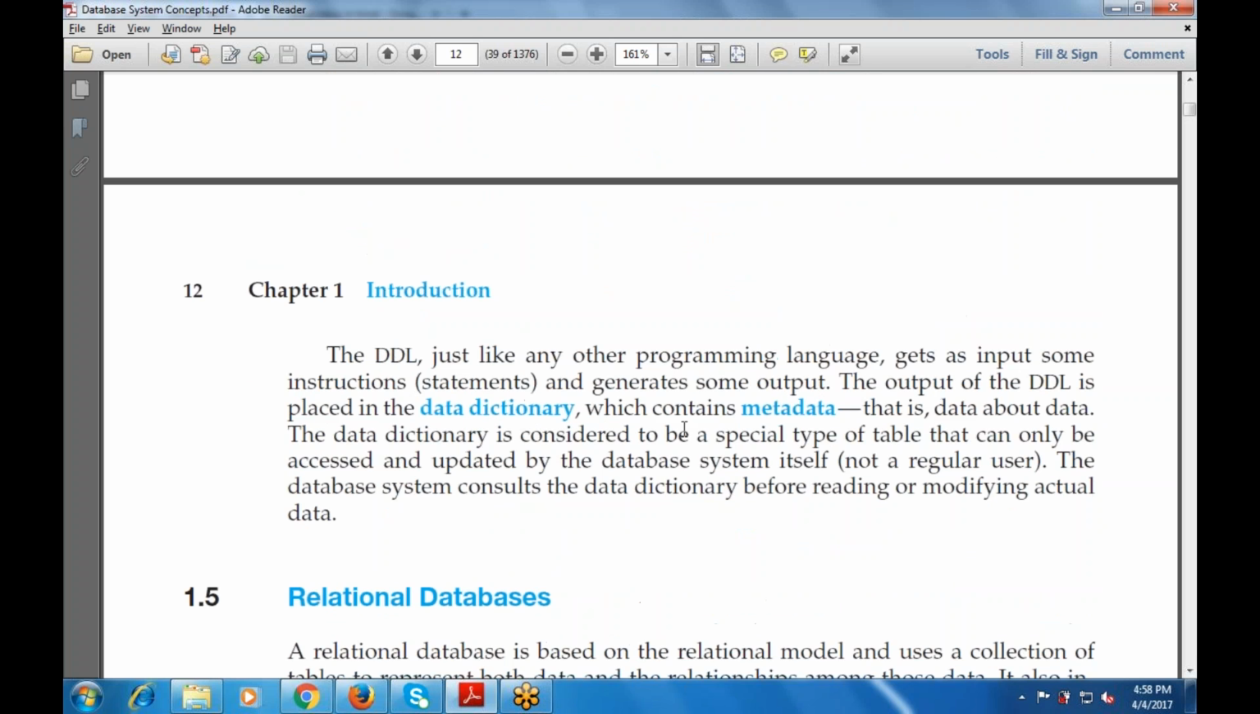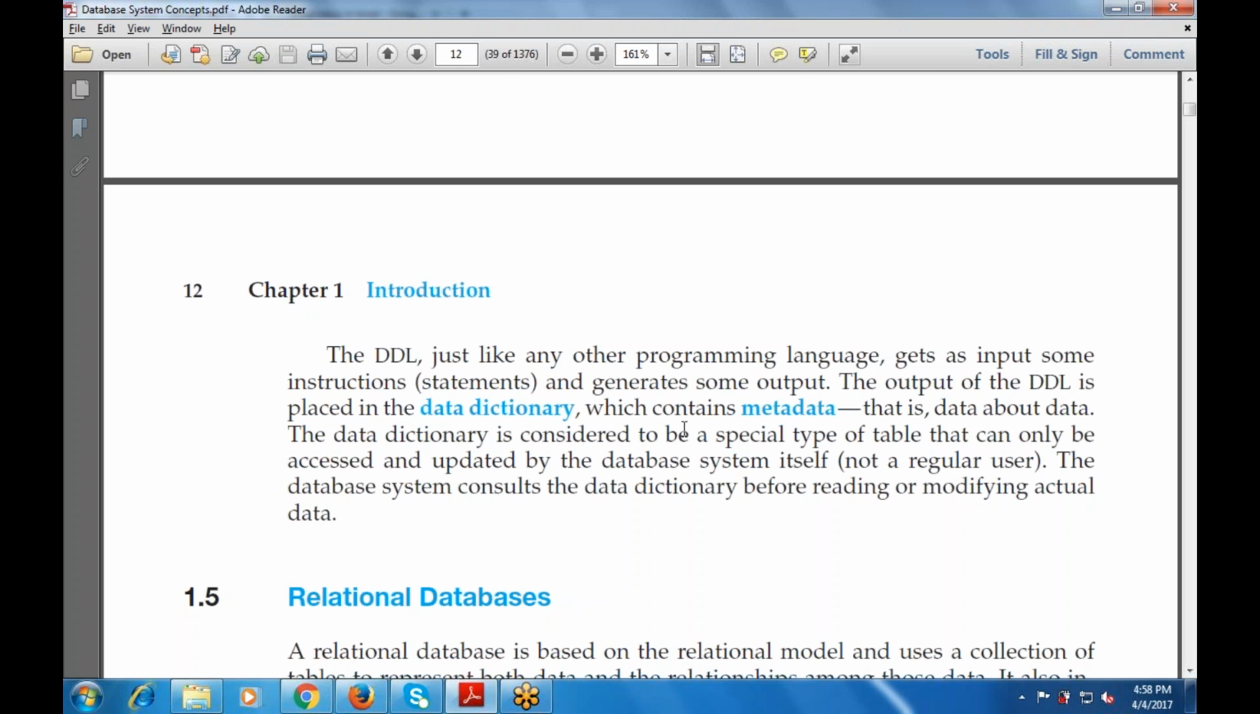And DDL, just like any other programming language, gets as input some instruction statements and generates some output. The output is placed in a data dictionary, which contains metadata, that means data about the data. For example, if I'm talking about a table, it shows the database of the employee. The data dictionary is considered to be a special type of table that can only be accessed and updated by the database system itself, not by a regular user.